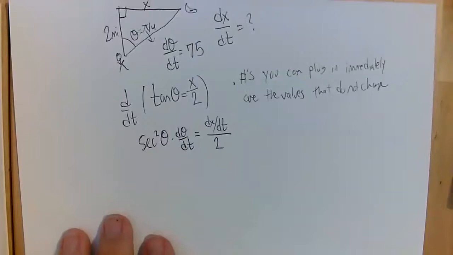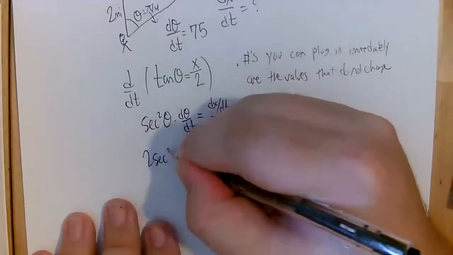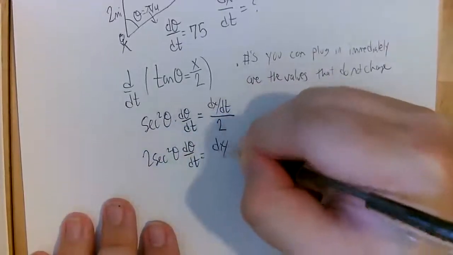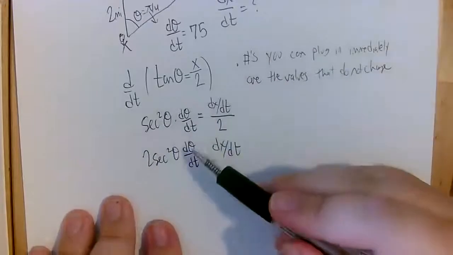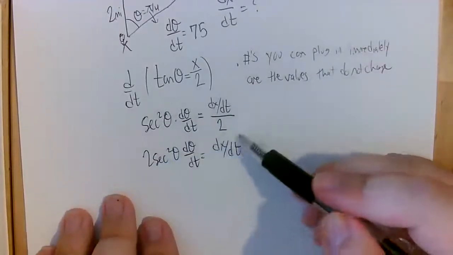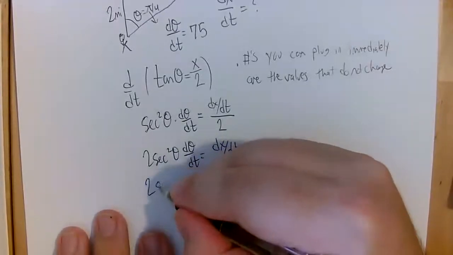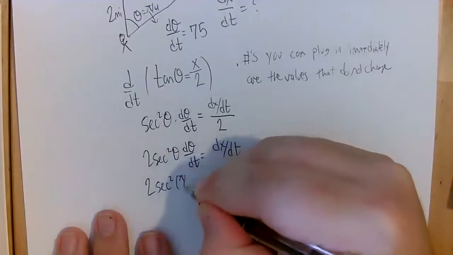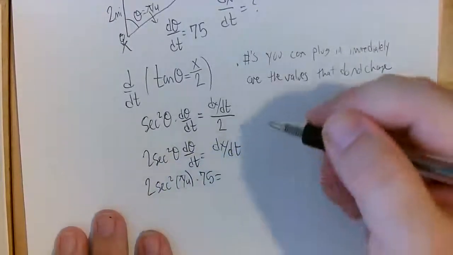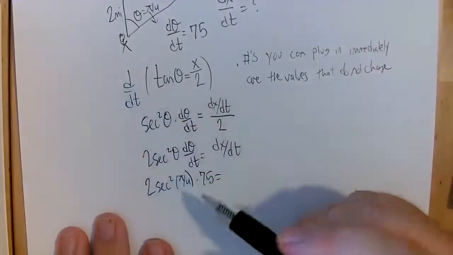All right, so now we're in a good spot. All we need to do is multiply by 2. So we have 2 secant squared of theta times d theta/dt equals dx/dt. We know what d theta/dt is, and we know what theta is, so we should be able to get what we want, which is dx/dt. So we have 2 secant squared of pi over 4 times 75. Now it is okay to plug this in since we have finished our derivative.